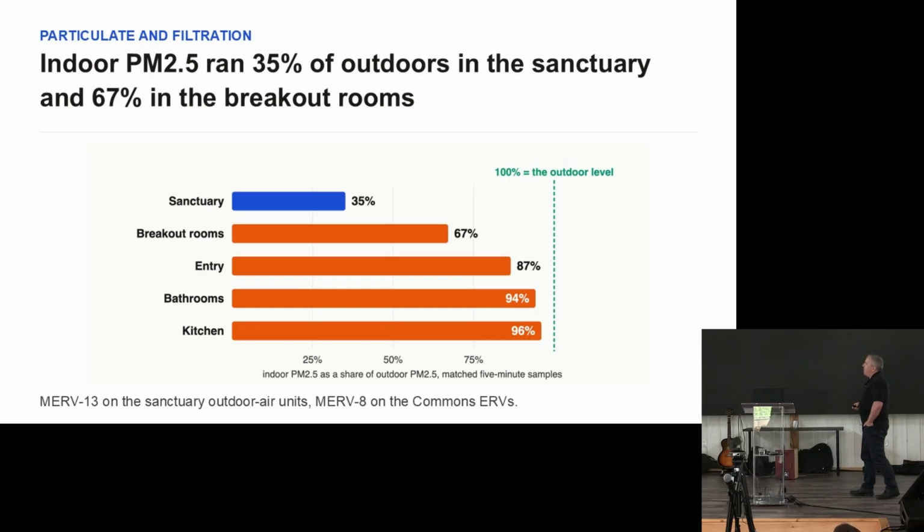We also measured PM, so this is effectively measuring what's going on outside, and then how much filtration is going on inside. In the sanctuary here, we only had 35% of the PM load that was outside, so great filtration. MERV 13 on the outside, on the makeup air units, so the outside air units here. Only MERV 8 on the rest of the building. You can see that the breakout rooms and entry rooms had 87 and 67% of what the pollution was outside. The bathrooms and the kitchen were the worst.